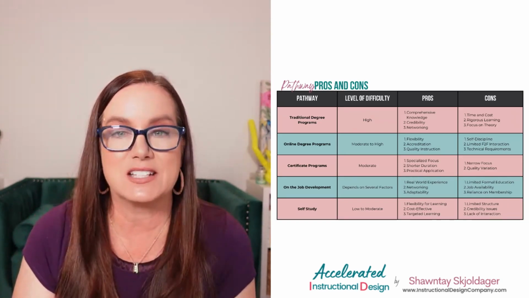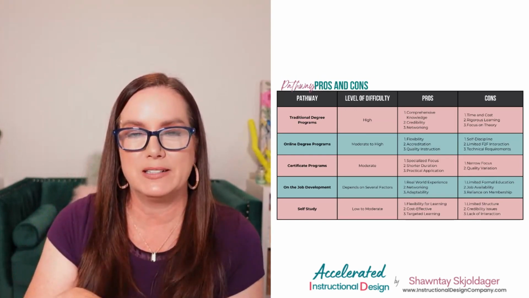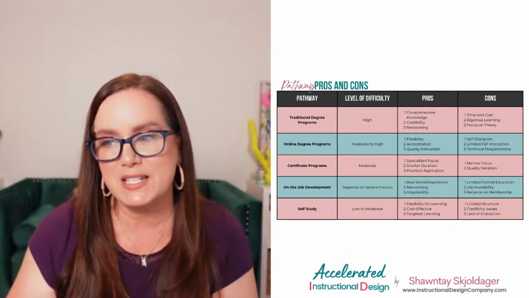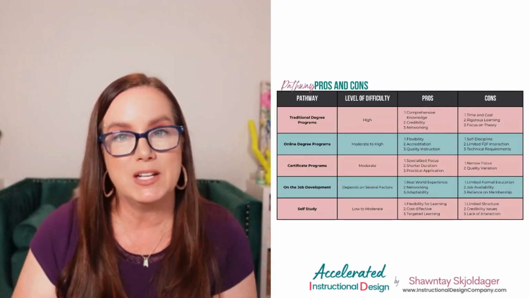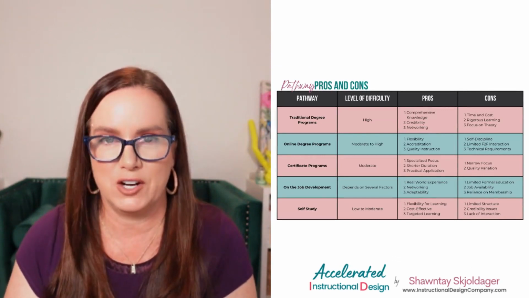So self-study, this is our last one. So the level of difficulty is low to moderate. Pros are you have a lot of flexibility for learning, super cost effective typically, and it's targeted learning because you are in the driver's seat deciding exactly what it is that you're going to learn. Cons, this is where that discipline comes in. So limited structure, credibility issues, and lack of interaction.